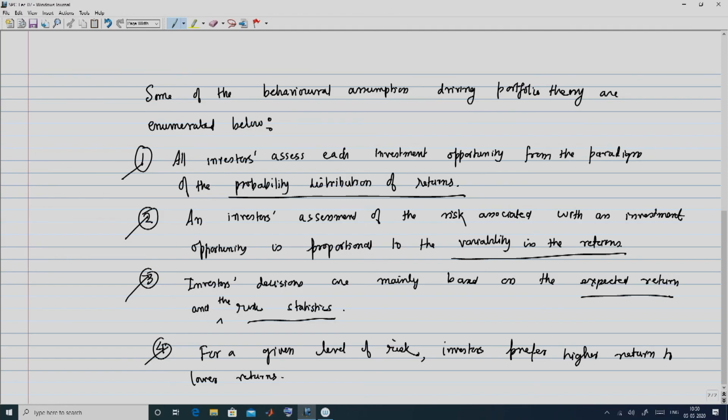And finally, and this is an obvious rational way of looking at it, that for a given level of risk, so if you have two assets with identical amount of risk, the investor is obviously going to go for the one which offers a higher return as compared to the one that has lower returns.